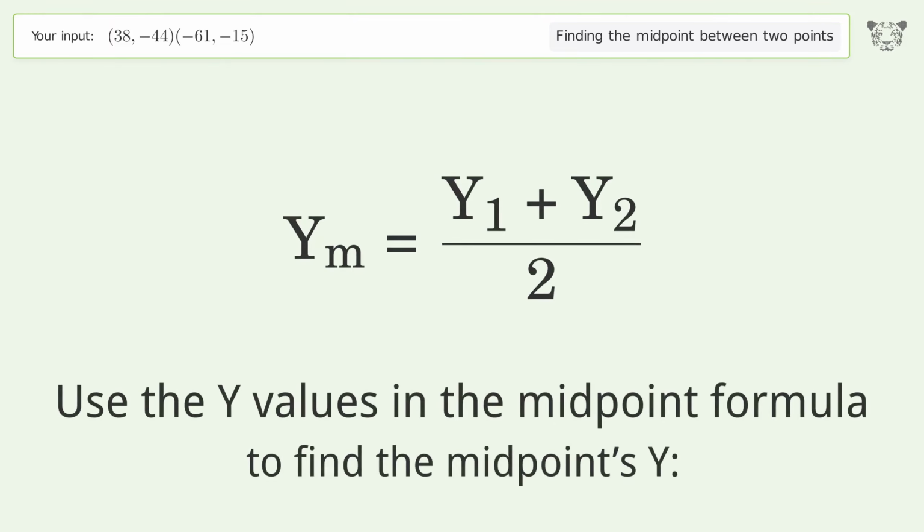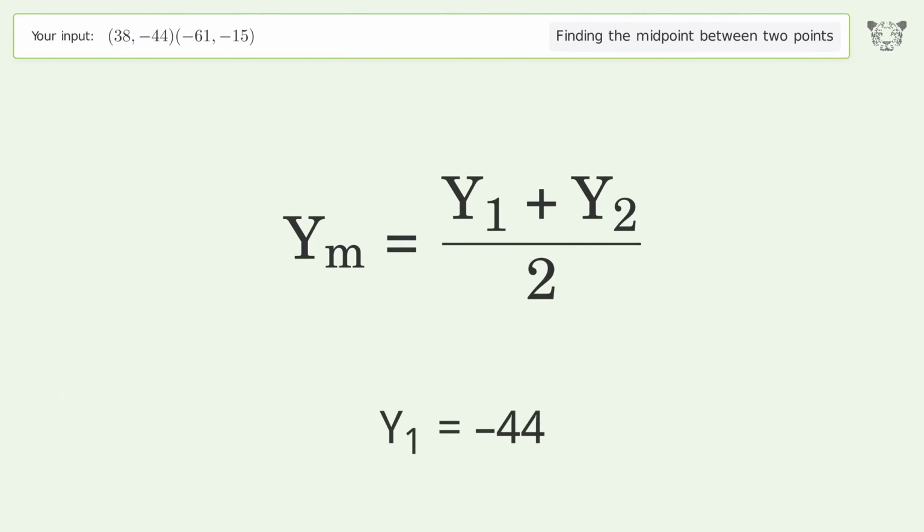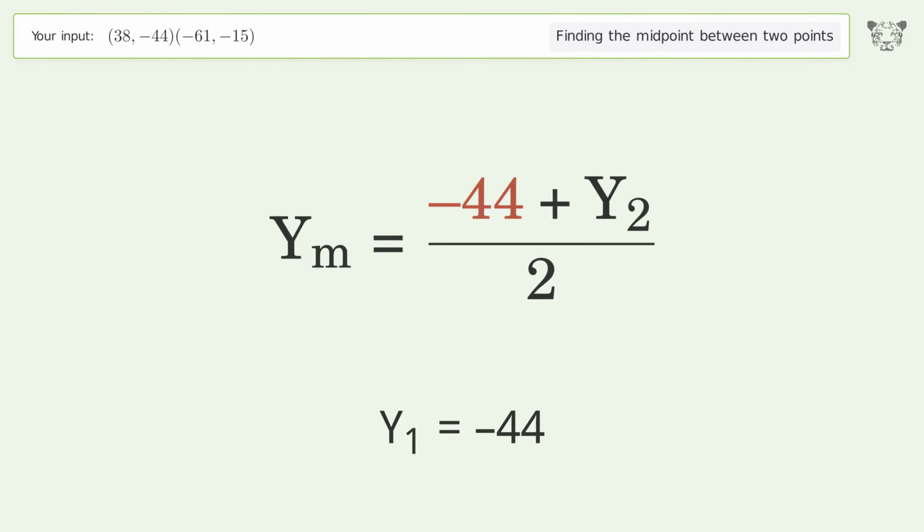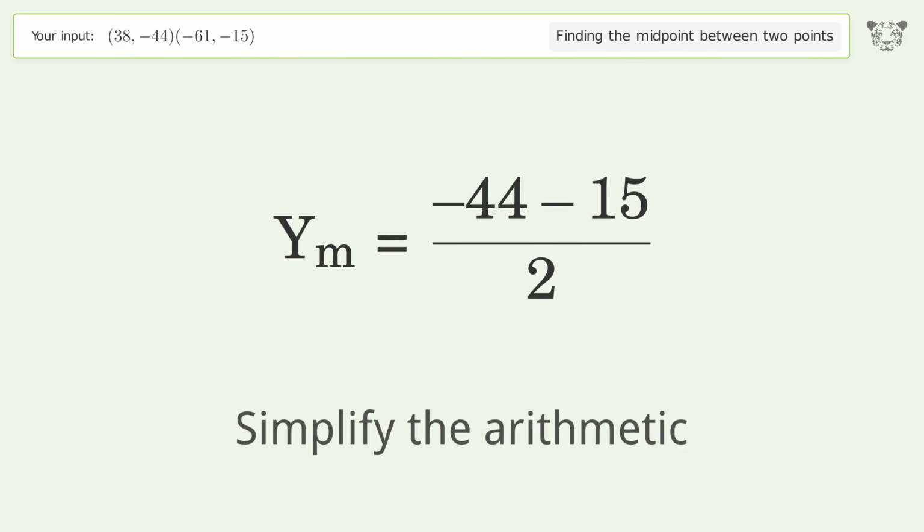Use the y values in the midpoint formula to find the midpoint's y. y1 equals negative 44. y2 equals negative 15. Simplify the arithmetic.